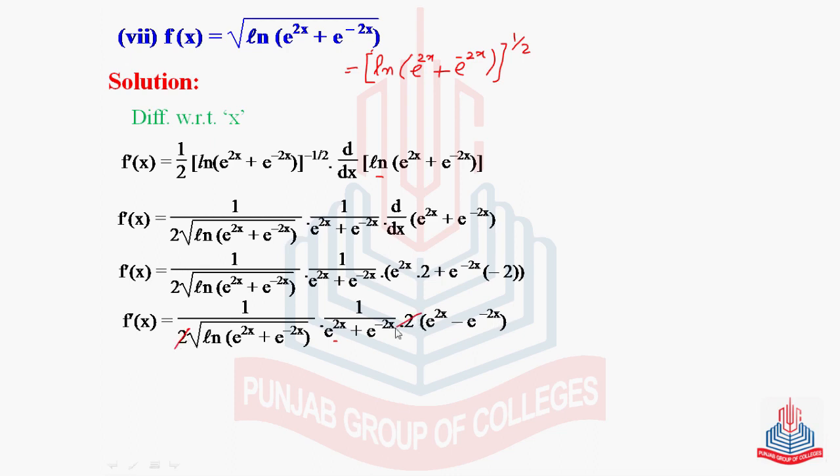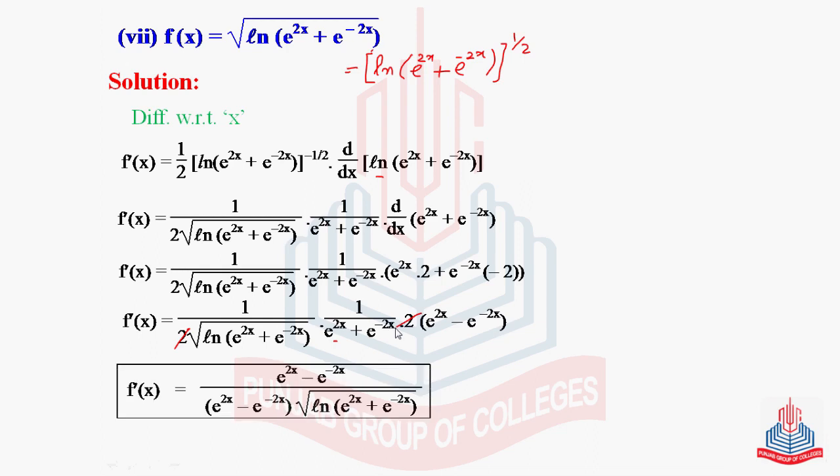2 will be cancelled out, so we have e raised to the power 2x minus e raised to the power minus 2x, which is this one, and this portion will remain the same, which is e^2x plus e raised to the power minus 2x, and this square root part, square root of log of e^2x plus e raised to the power minus 2x. So this is actually our required derivative of the given function.